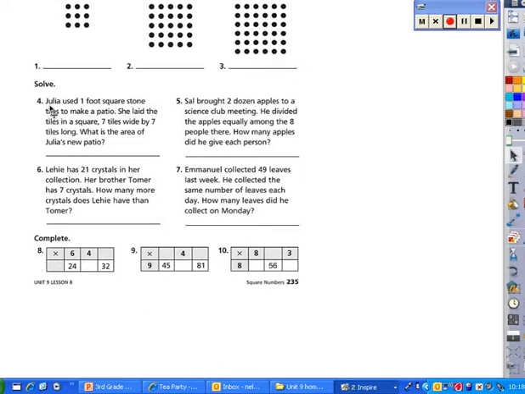Here, these are multi-step problems. If you remember, that means you have to do several steps. At least the majority of these problems are.